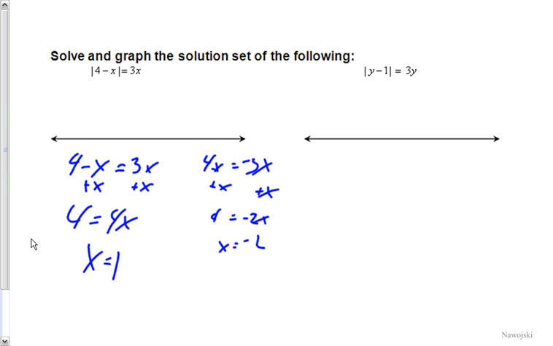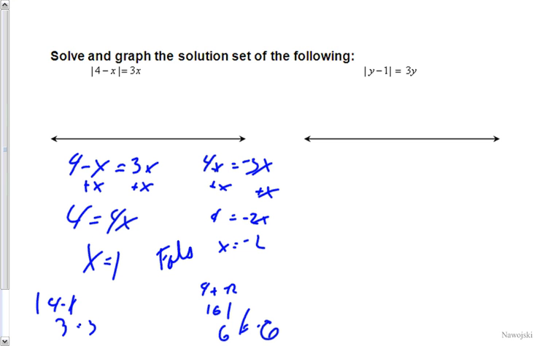Check them. 4 minus 1 is 3. It's 3, so that equals 3. We try negative 2. 4 minus negative 2 is what? Plus 6. Absolute value of that is there. And if you notice on the other side, we get negative 6, which is not true. That is a false answer. So, delete, bye-bye. We reject, and our final answer is just x equals 1.